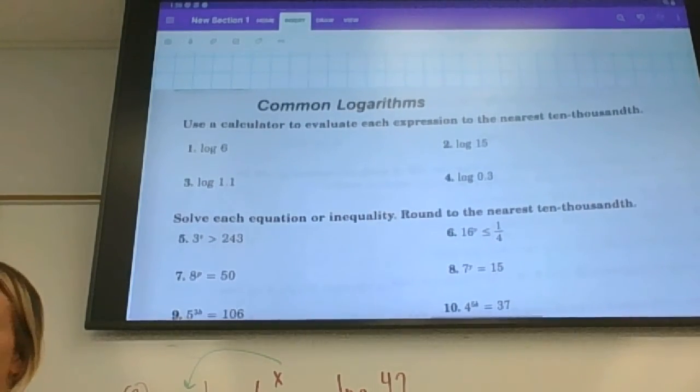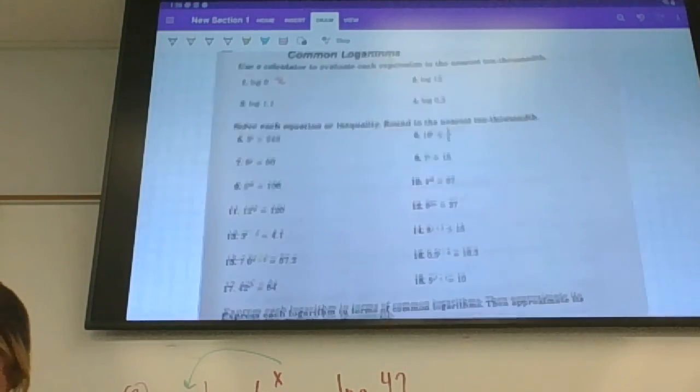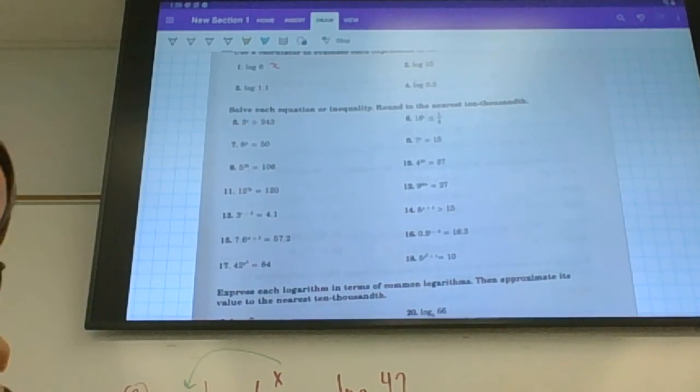Oh, these are basic calculator questions though. You just do logarithms. No, I didn't. Okay, I showed you how to do all this stuff, so I'm done.